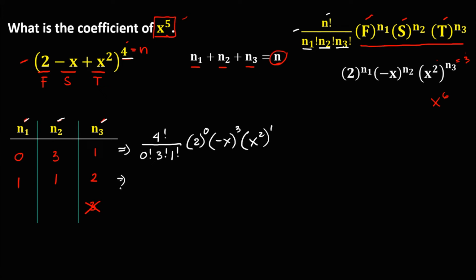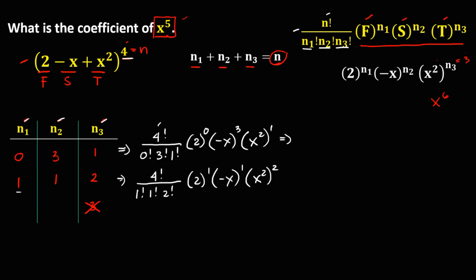Then for these other values, we have 4 factorial over n sub 1 factorial, so 1 factorial, times n sub 2 factorial, so 1 factorial, times 2 factorial, then times 2 to the power 1, then times negative x to the power 1 times x squared to the power 2. Then simplify.